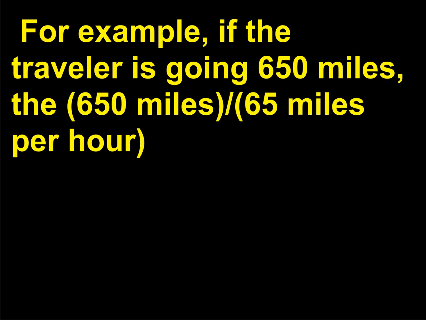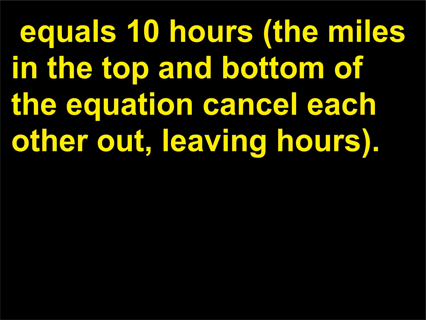For example, if the traveler is going 650 miles, the 650 miles / 65 miles per hour equals 10 hours. The miles in the top and bottom of the equation cancel each other out, leaving hours.